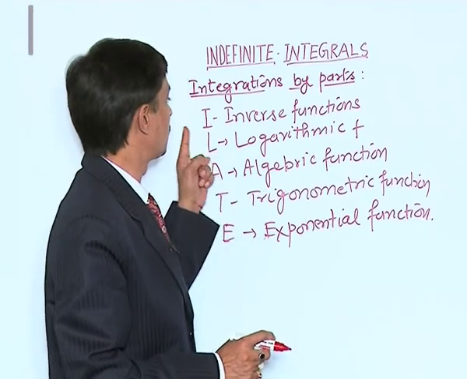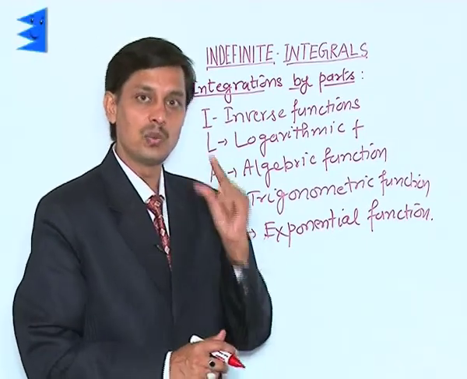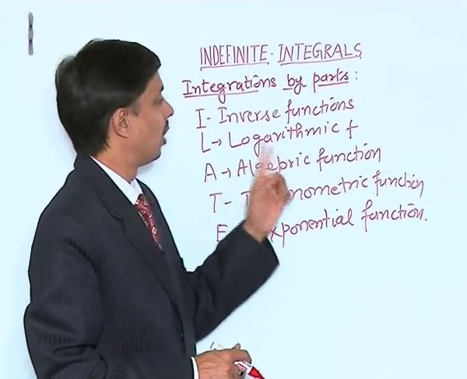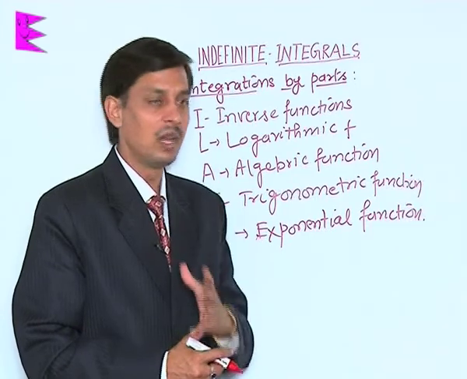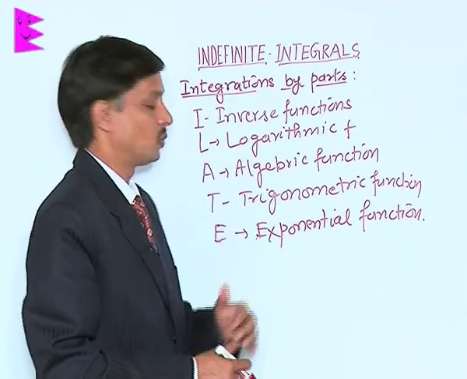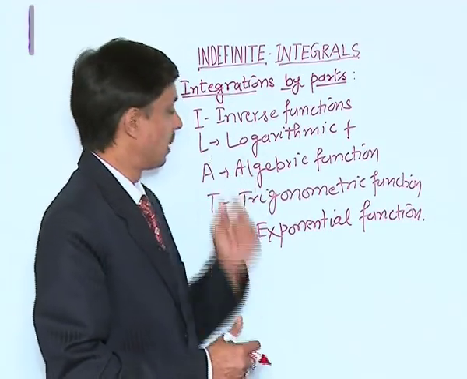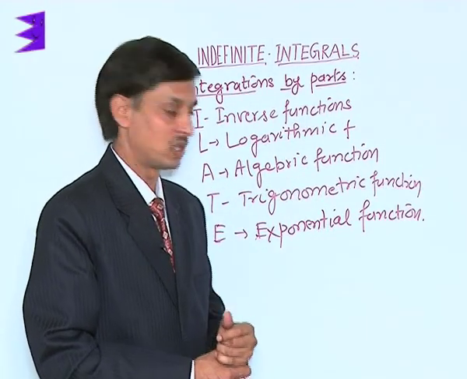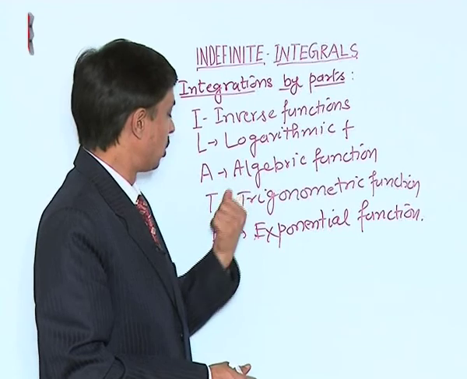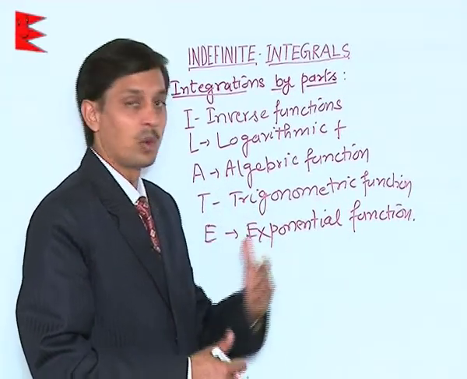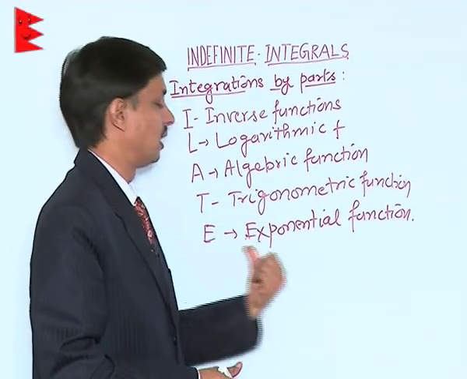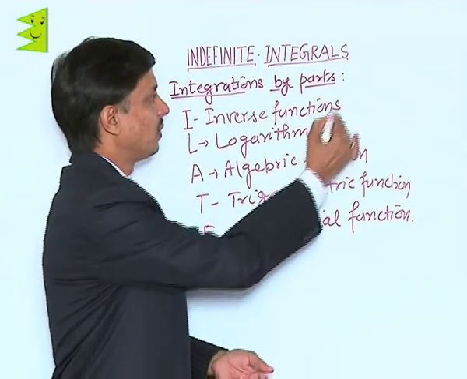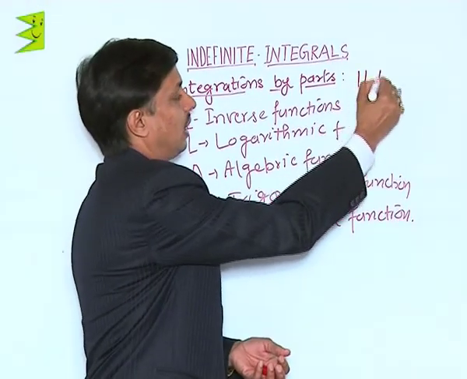If an inverse function is there, we will assume the inverse as the first. If inverse is missing and logarithmic is present, we will assume logarithmic as first. If logarithmic is missing, then we will assume the algebraic function as first. If it is not, then we come to the trigonometric functions and finally the exponential functions. This rule is known as ILATE.